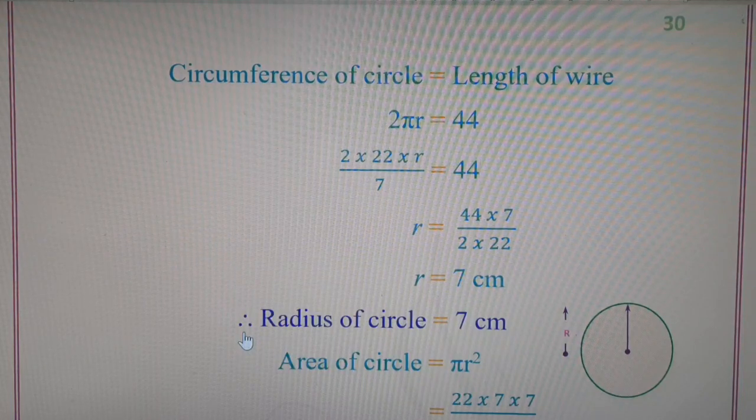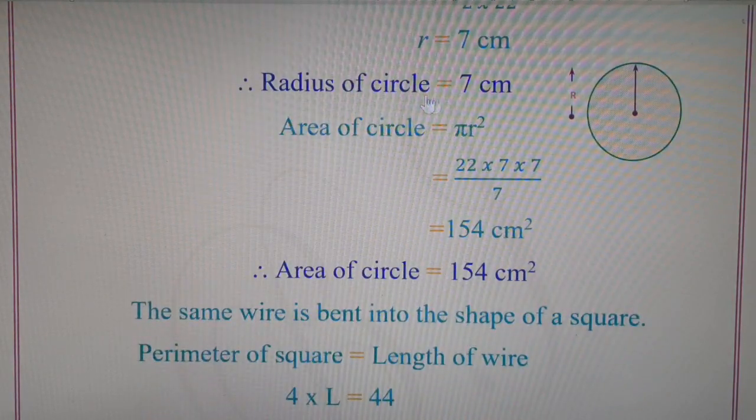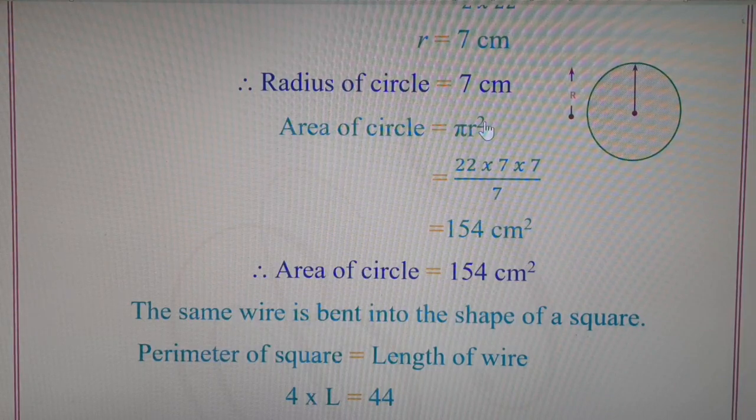Therefore, we will write down the answer statement as radius of the circle is equal to 7 centimeter. Now we have found the radius of the circle, so we can easily find the area of the circle using the formula pi r square. Area of the circle is equal to pi r square.